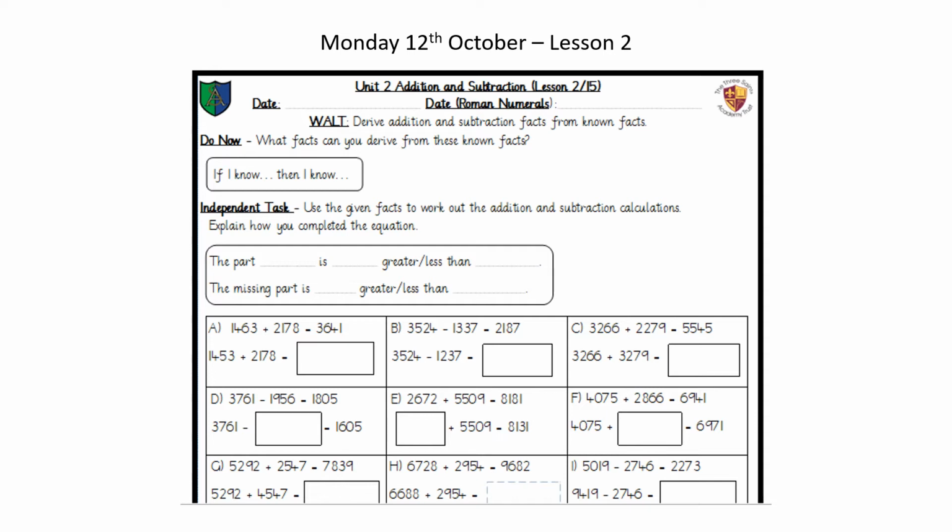Look very carefully. 1,463, 1,453. What's different about those two numbers? The only difference you should spot is that the tens column has changed from a 6 to a 5, which means the second number is 10 less than the first number. The second number of 2,178 has stayed the same. So therefore my answer is going to be 10 less.